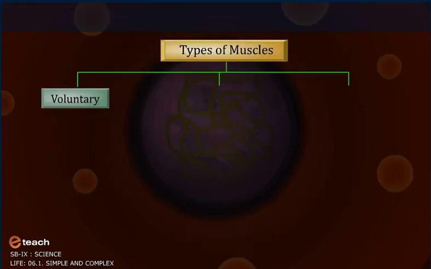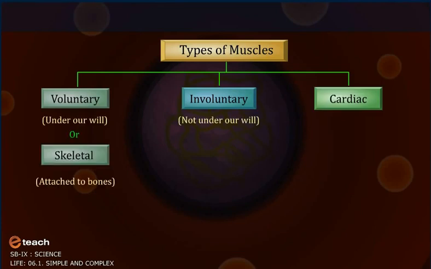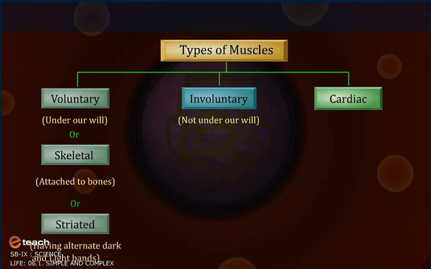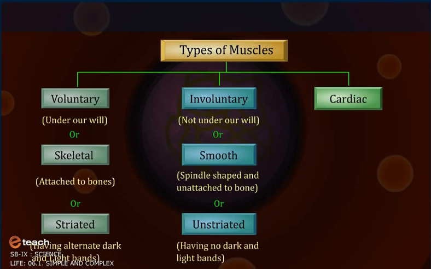Types of muscles: voluntary, involuntary and cardiac. In voluntary, we have skeletal, which are attached to bones, or striated, having alternate dark and light bands. In involuntary muscles, we have smooth, which is spindle-shaped and unattached to bone, or unstriated, which have no dark and light bands. And the third muscle is cardiac muscle or heart muscle.